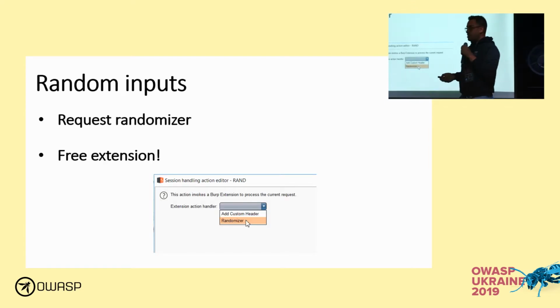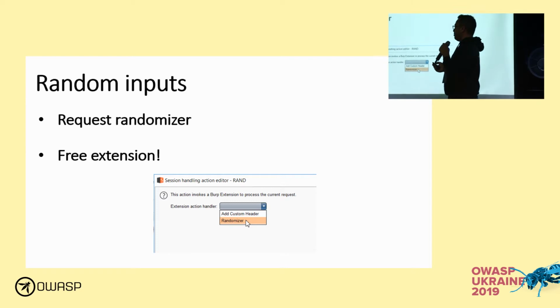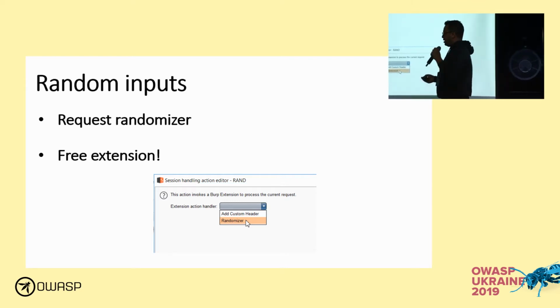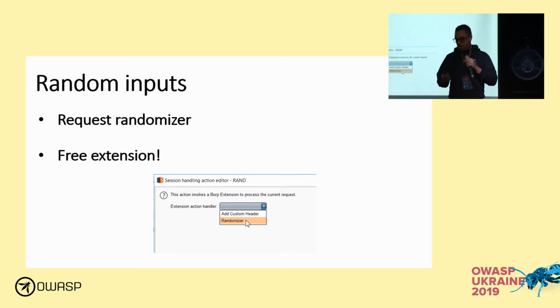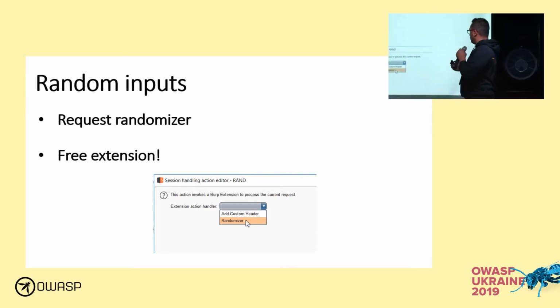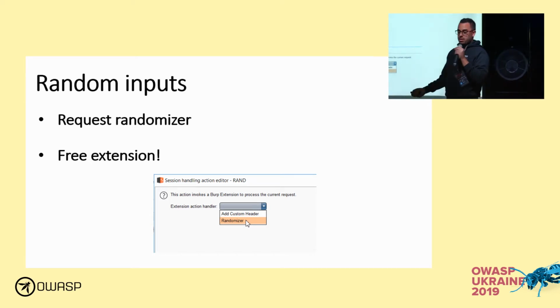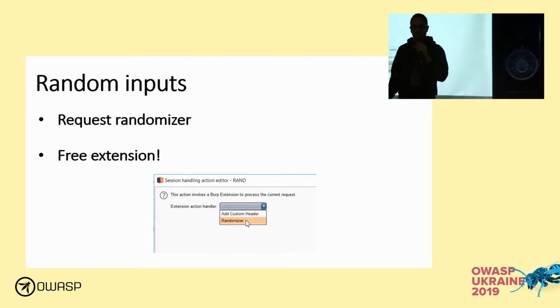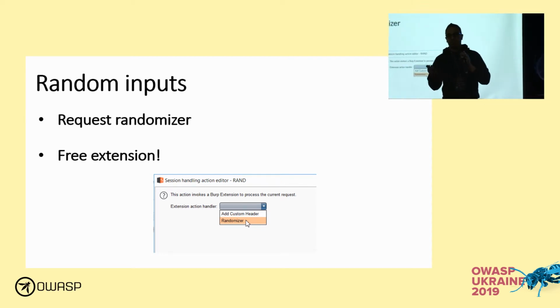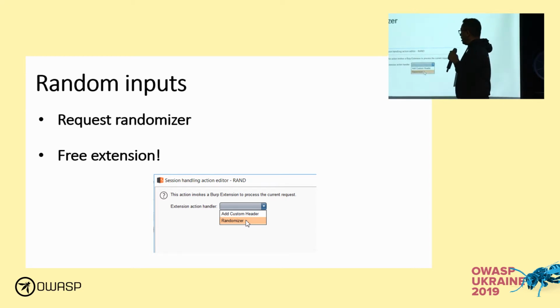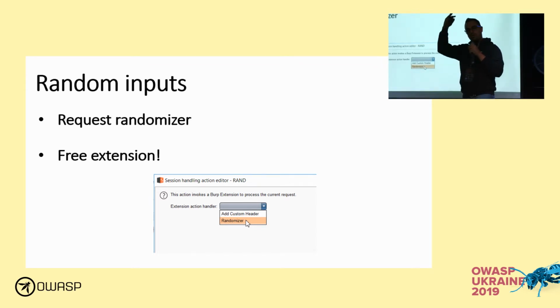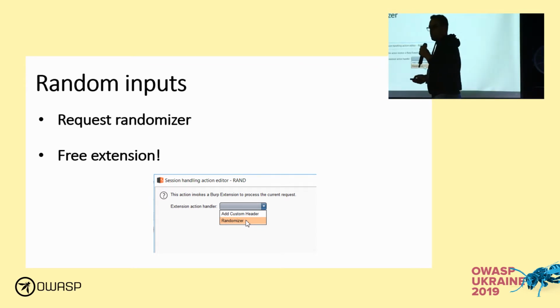Another thing, it's pretty nice. The extension is Request Randomizer. It's a free extension also, so if you don't have Burp Pro, you can use it anyway. Basically, you can select the randomizer here, but you need to install Jython, a mix of Java and Python. You download it, configure it in Burp, and then you can load this extension. It's pretty easy. It's just written in the description how to do that.